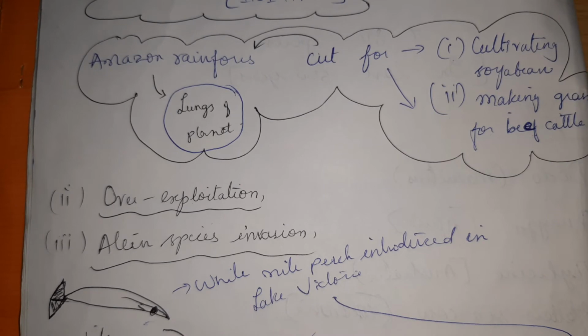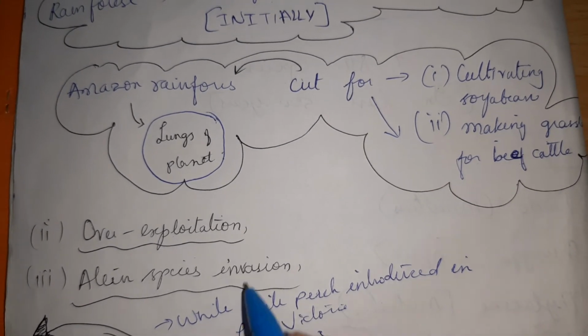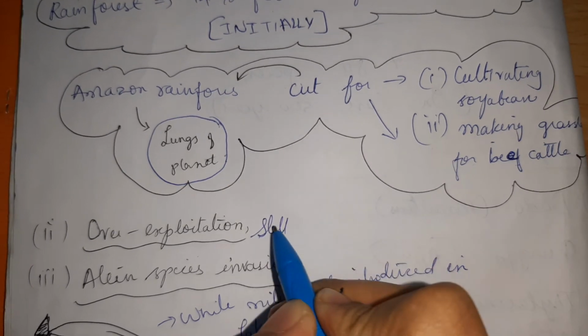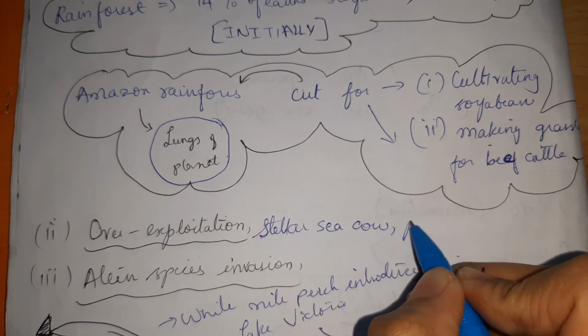The second one is overexploitation. It basically means that human beings are overexploiting the natural resources. Here we have two examples: Steller's sea cow and the passenger pigeon.